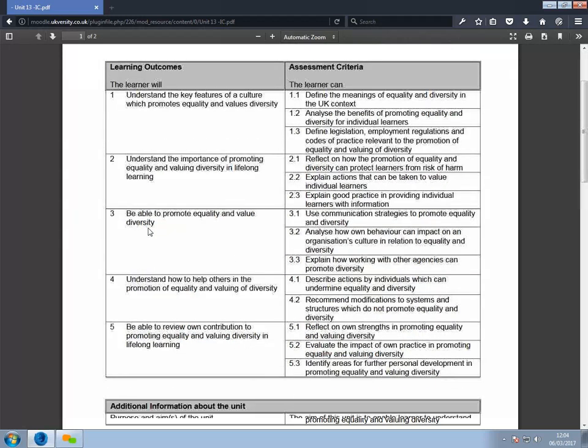3.1, be able to promote equality and value diversity. Use communication strategies that promote equality and diversity. This is how you communicate. Analyse how your own behaviour can impact on an organisation's culture in relation to equality and diversity. Now, your own behaviour is sometimes automatic. You will have your own idea of what it should be.